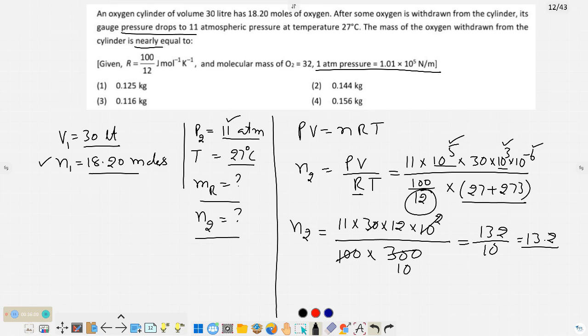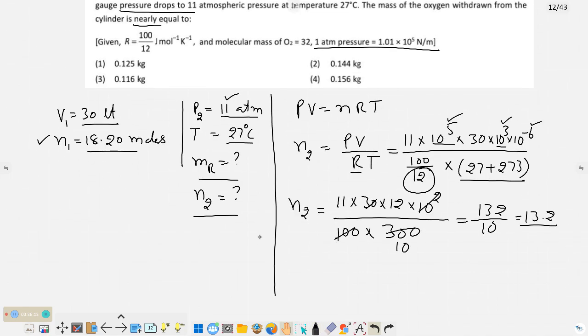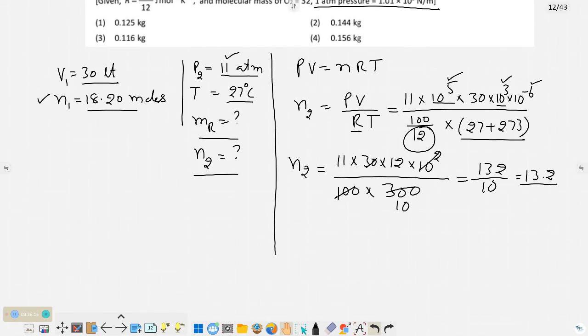That means, to find how much gas is removed, we calculate the remaining gas. Initially N1 moles of gas are present, minus the remaining gas N2. N1 minus N2 gives the amount of gas removed, that is 18.2 minus 13.2, equal to 5 moles of gas removed.